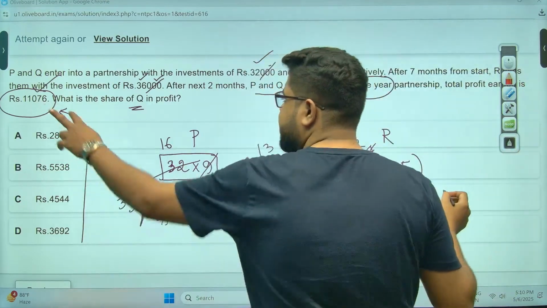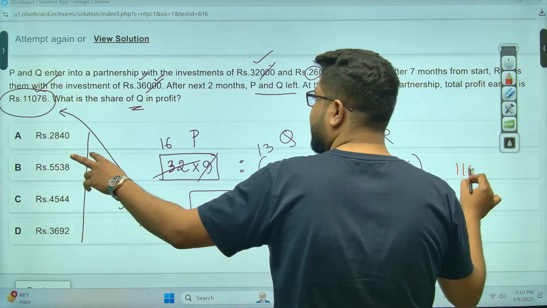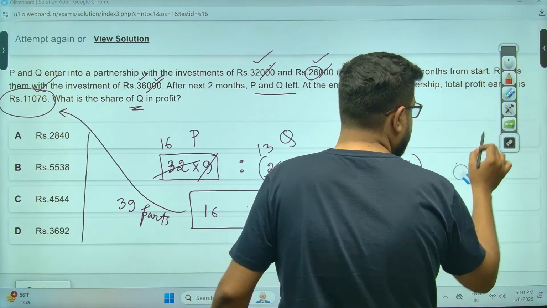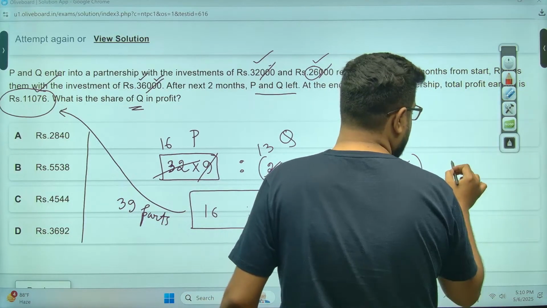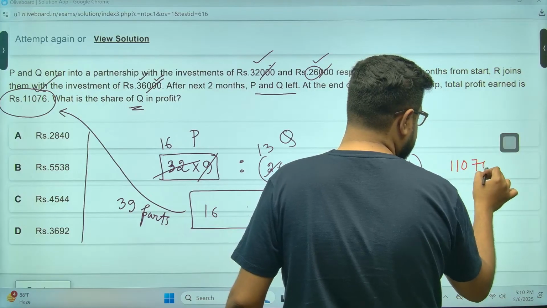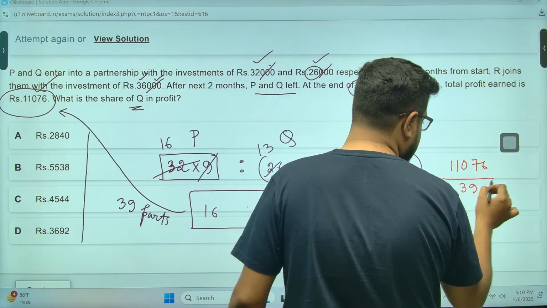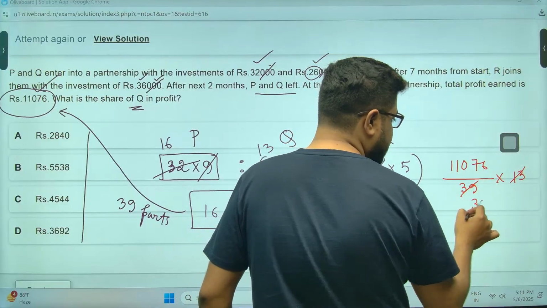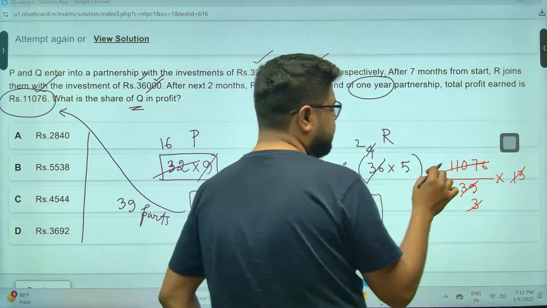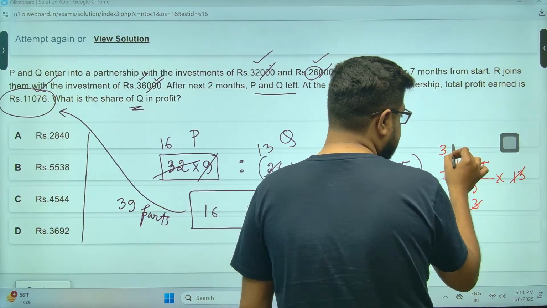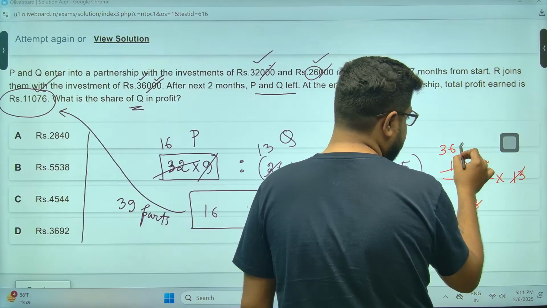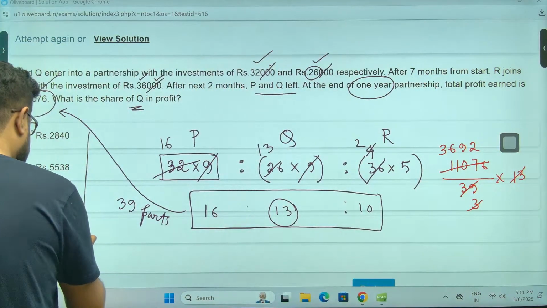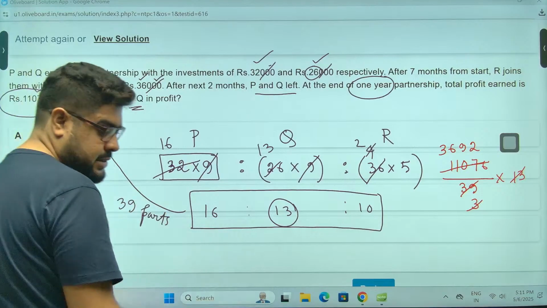So 39 parts is this. So one part will be 11076 divided by 39. This is one part, into 13. So it's very simple, the calculation will be very simple. 3 3s are 9. 3 6 are 18. 3692 rupees. Option number D is the correct answer.